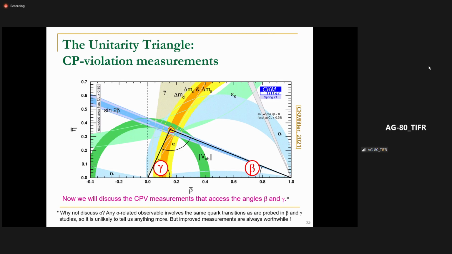I'm not going to talk about the angle alpha at all. You can make measurements which are sensitive to alpha, but if you look at the diagram, you're actually just probing the same quark transitions you are here and here, but probing combinations of them. So the alpha measurement is not something distinct. It's nice to have these measurements, but in some sense, it's just a bad way of making a beta and a gamma measurement. So what we should focus on are these measurements.